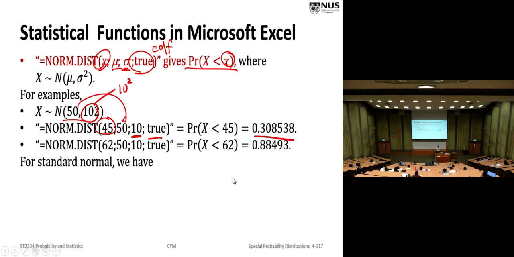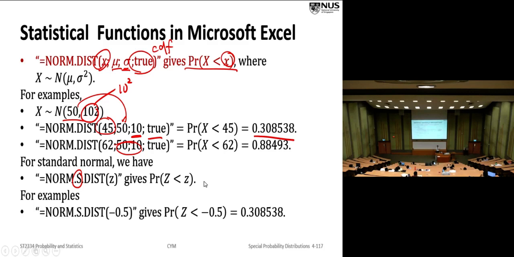Here's another example. You can use the function with an S in between, norm.s.dist, which is the standard normal. Then you don't have to type the mean and the standard deviation. You just type z, and it will return the CDF of the standard normal.